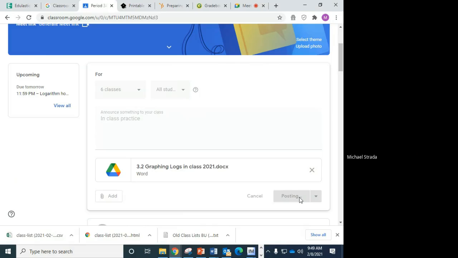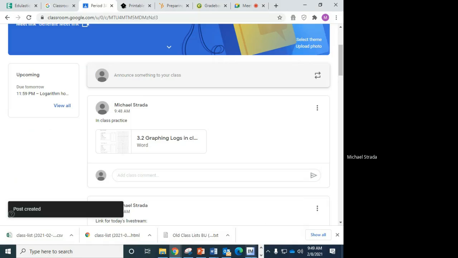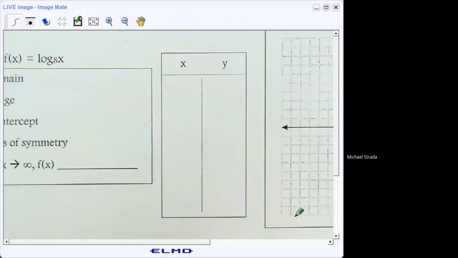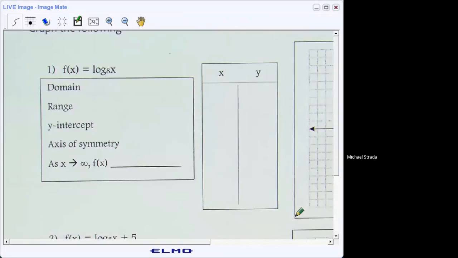All right. So those of you at home, I just posted what we're doing now in Google Classroom, if you want to print that out. So what I would like you guys to do, if you don't have it yet, it's okay. You can do it on a scratch piece of paper. Just graph f of x equals log base 8 of x. So just graph the first one.